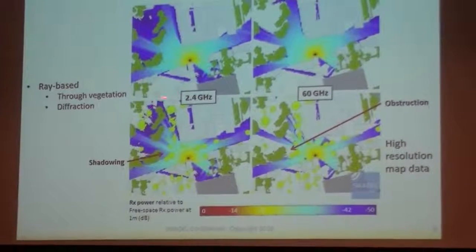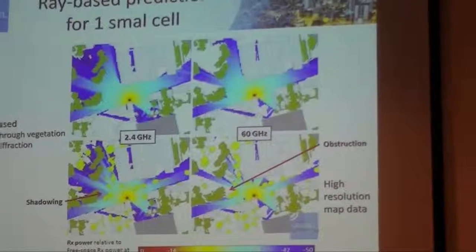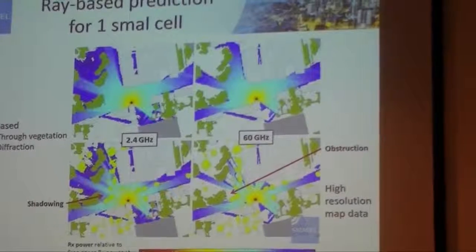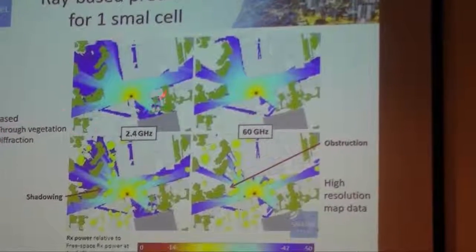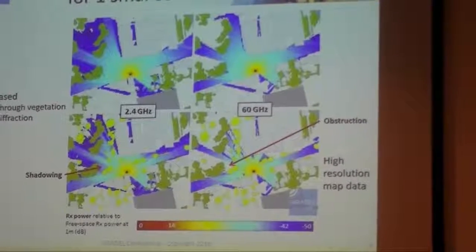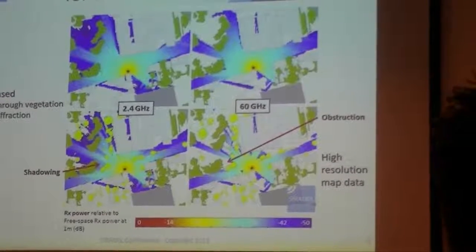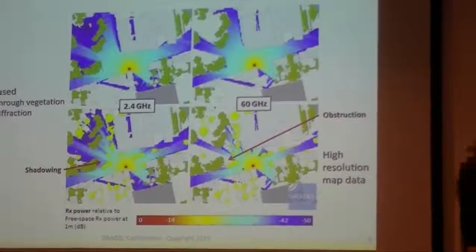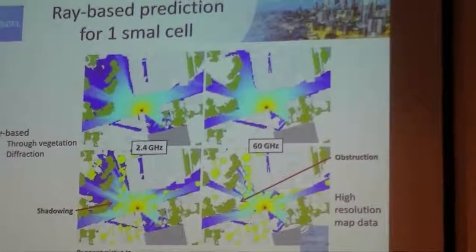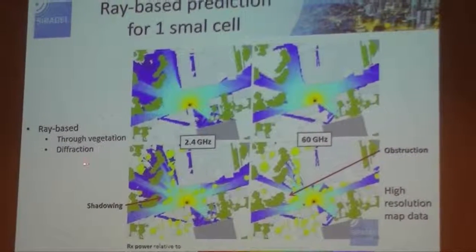So that's at 2.4. At 60, obviously you have less coverage, and you have more blockage or obstruction by the vegetation. And this kind of modeling of the environment is the one that is used classically by the telcos, the wireless carriers, when they want to assess the coverage and the capacity of their network. But at millimeter wave, the way we model the vegetation matters as well, and we cannot do that in exactly the same way.